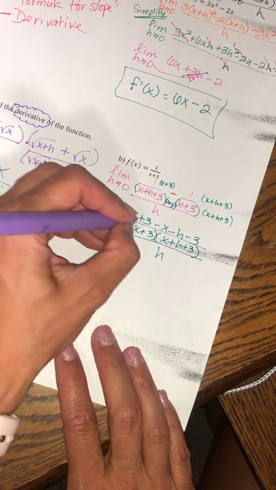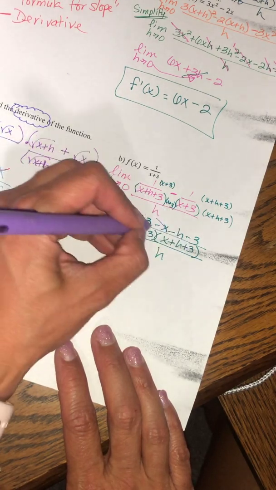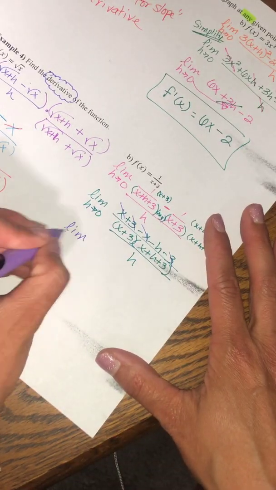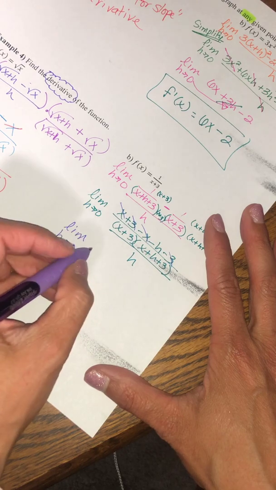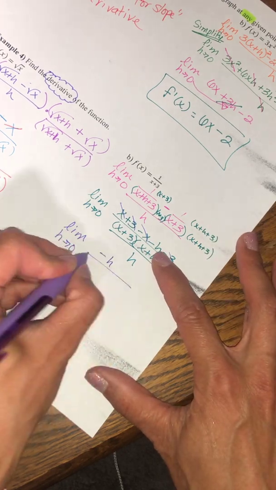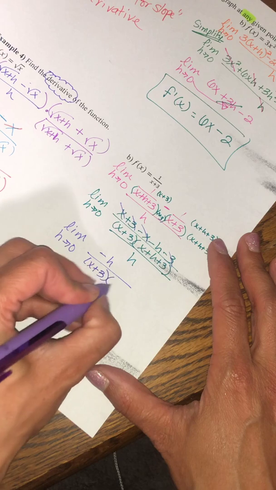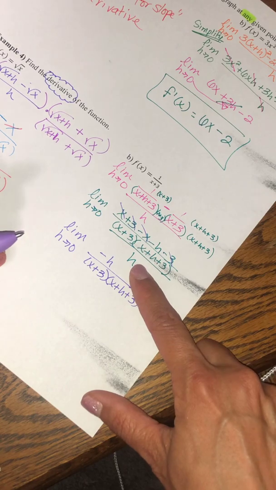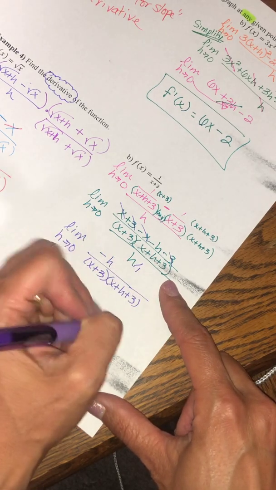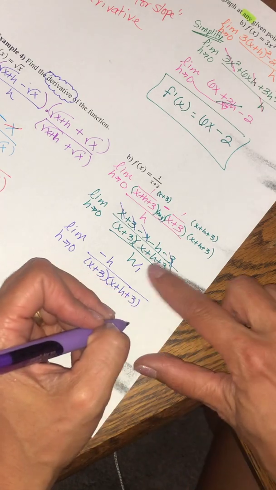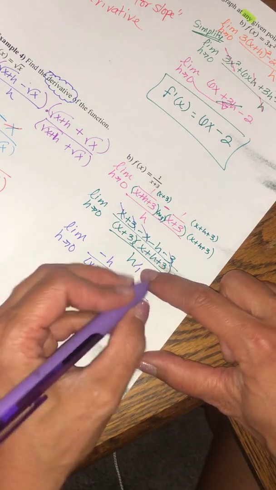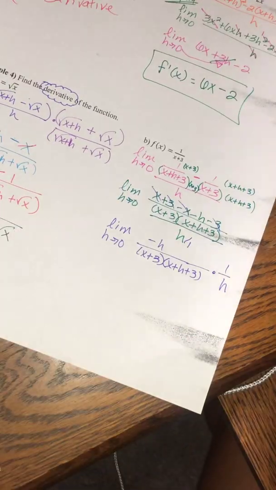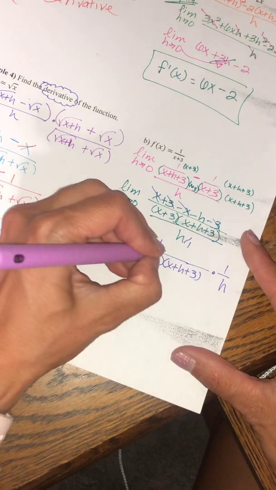All right, x minus x, they're gone. 3 minus 3, they're gone. All right, so we've got the limit as h approaches 0 of negative h all over x plus 3 times x plus h plus 3, and it's divided by h. I'm going to put that h over 1. Dividing fractions is easy as pie. You flip the second, which is h over 1, and multiply. So flip h over 1, you get 1 over h, and guess what? We get to cancel out an h.